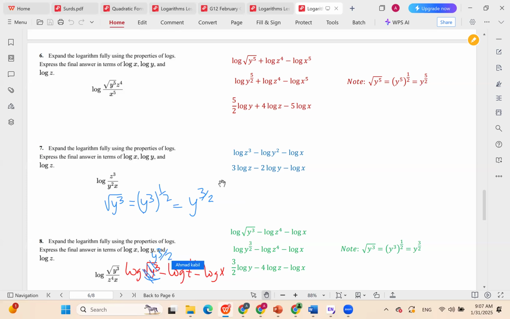And then we can take the powers out. So this becomes 3 over 2 log y. This becomes minus 4 log z minus log x. And this is the correct final answer here.